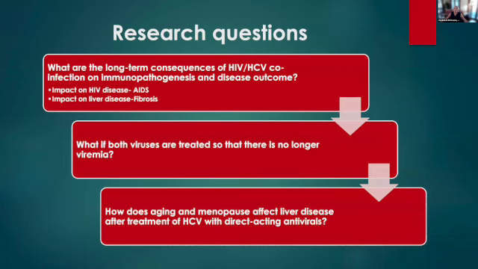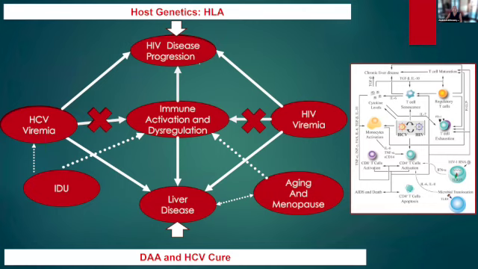But there are many complicating factors. For one thing, people are aging through a cohort like this. Women go into menopause. And it's important to determine what happens after a DAA treatment and the effect of all these factors, such as aging and menopause. So this is essentially our hypothesis.